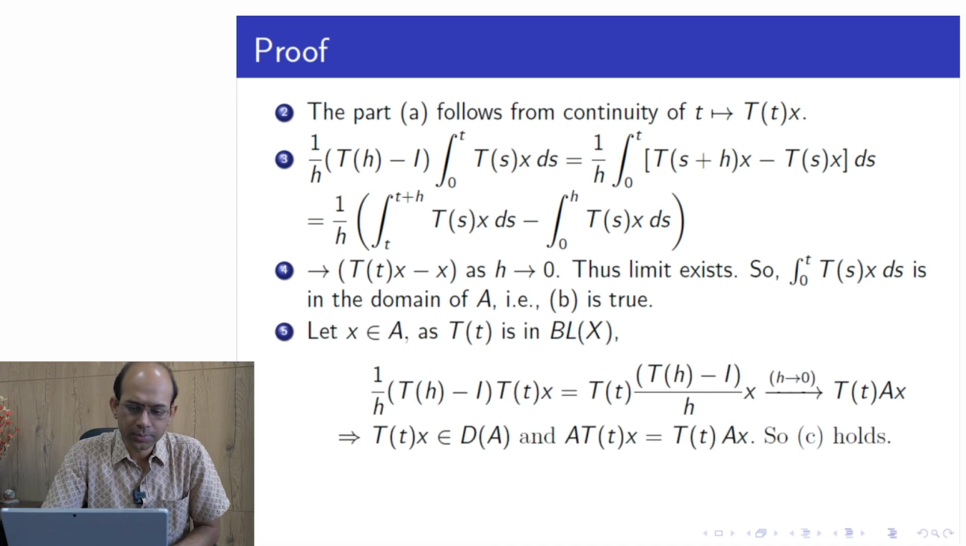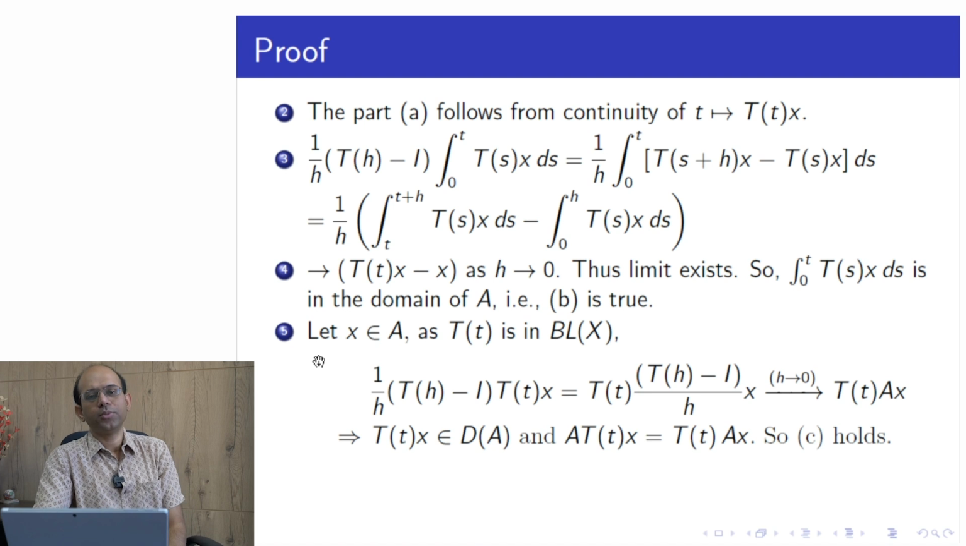Okay, next we see the proof of part C. Let small x be in the domain of A, so this is a short notation, like DOM of A, the domain of the operator A, as T_t is in B(X), that is, a bounded linear operator on X.